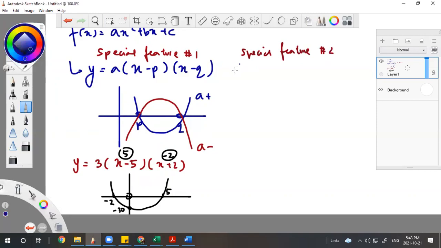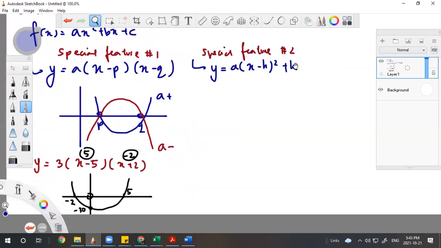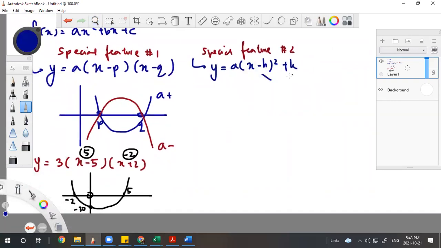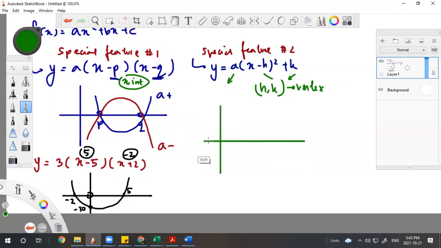y equals a x minus h square plus k. So I forgot to tell you, p and q will be the x-intercepts, right? Okay, and h comma k will be the vertex. Vertex can be maximum or minimum, depending on the value of a again, right? So when a is positive, for example, h comma k will be here. It can be anywhere.